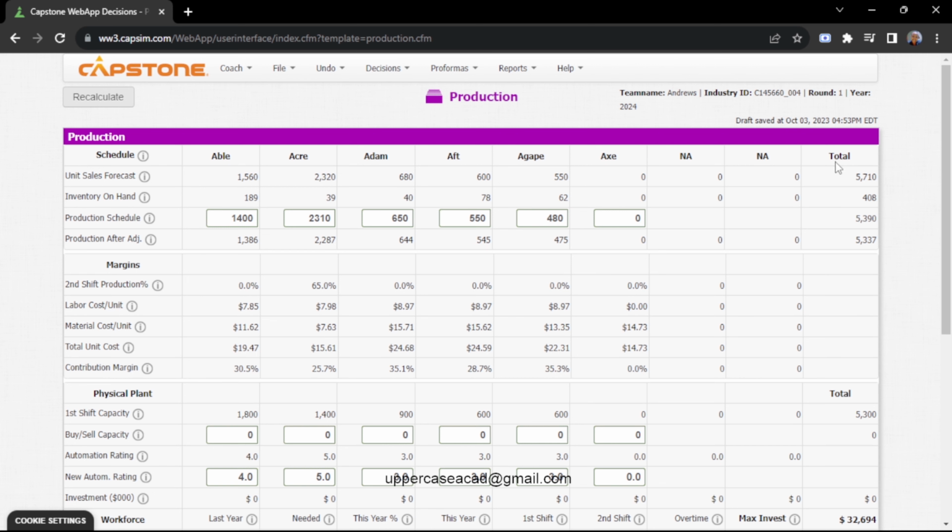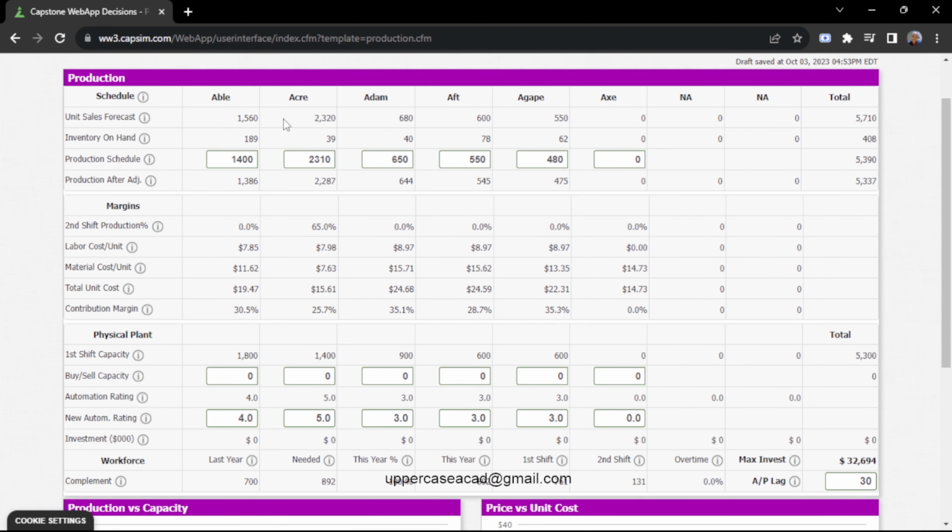After recalculating, we see that this production after adjustment is lower than the production schedule. This can be attributed to the AP, the accounts payable, and the accounts receivable, because if you don't pay your suppliers earlier, they will not be able to deliver the materials on time. So my production after adjustment is lower than my production schedule.